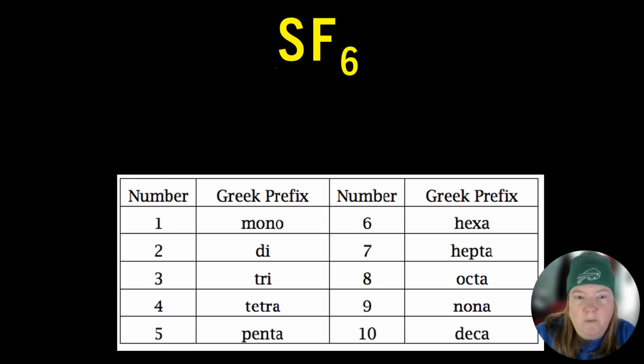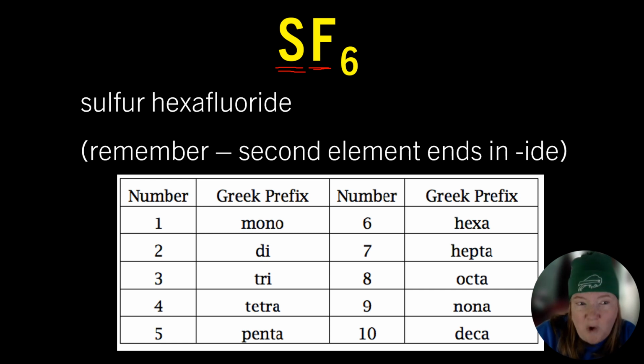Okay, try this one. 1 sulfur, 6 fluorines. What do we do with the name for this one? Did you get this? Sulfur hexafluoride. 1 sulfur, but remember, we don't add mono for the first element, and fluoride because the second element ends in IDE, and hexa because there were 6.